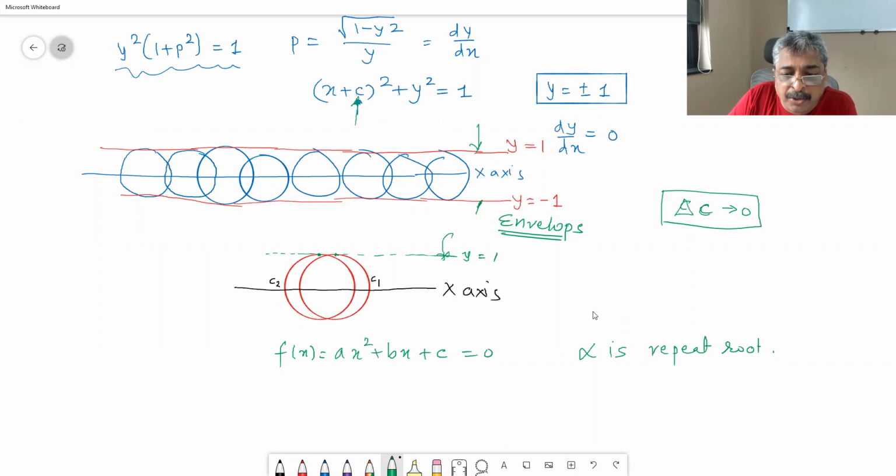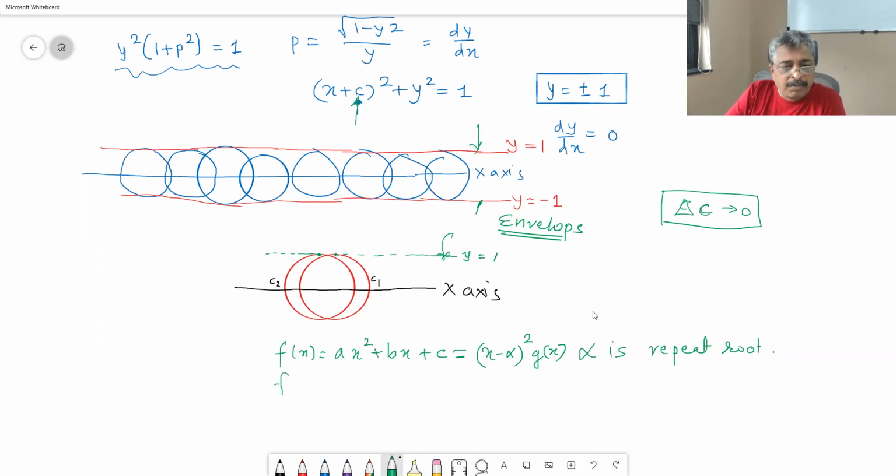Alpha is a repeat root, and therefore instead of this 0, suppose I write f of x is equal to, what is this f of x? It is x minus alpha bracket square times some g of x, because alpha is supposed to be the repeat root.